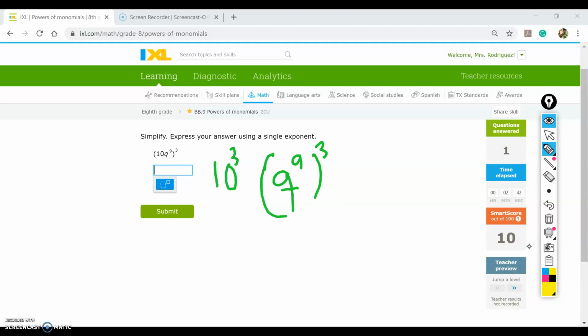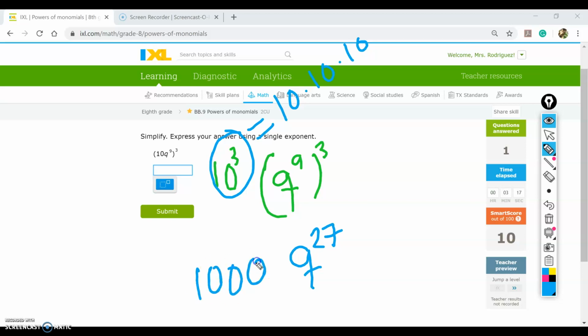Yep, you will multiply. So if you multiply 9 times 3, who remembers what's 9 times 3? Yes, it is 27. So I would have q to the power of 27. And then I have to type 10 to the power of 3 on my calculator. 10 to the power of 3 is the same as 10 times 10 times 10. Do it on the calculator, that's going to give you 1,000. So I would have 1,000 q to the power of 27.